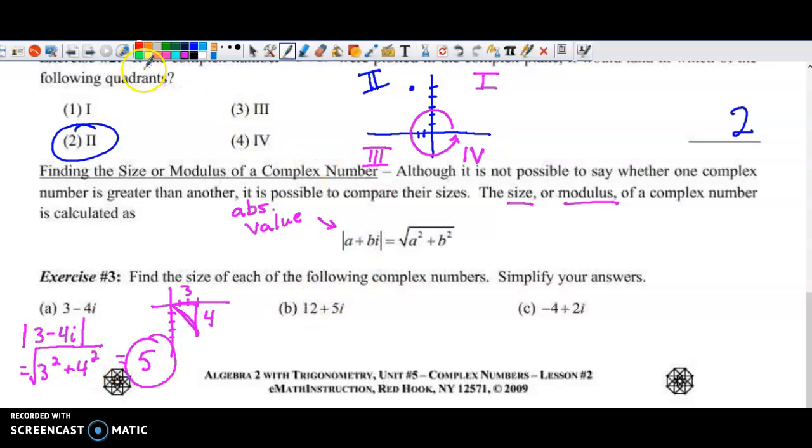So double check my arithmetic. Don't just believe that this is right. For instance, I know a lot of Pythagorean triples.